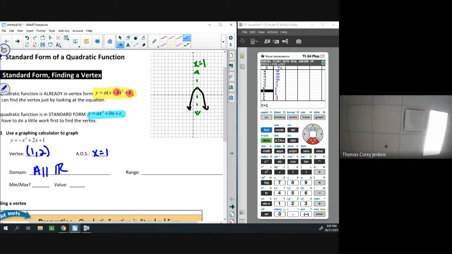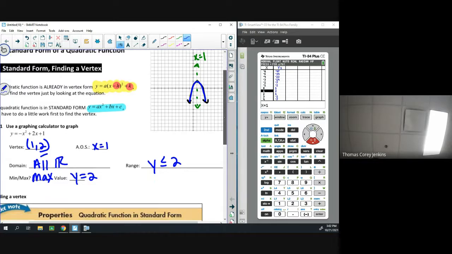The range is where you have to think a little bit. I like to think about this last part first. Our output value of the vertex, this 2 here, is a maximum value, and I know that because when I look at my parabola and think about where my y values are, they're always at or below 2. It never goes above 2, so 2 is my maximum value, and therefore my y values are always less than or equal to 2. Okay, so we did all that in the first lesson, but that's just a little review.